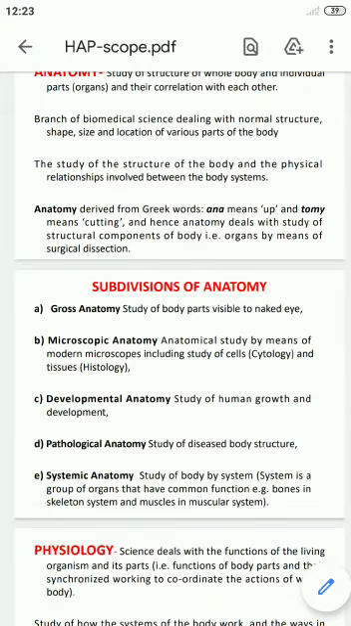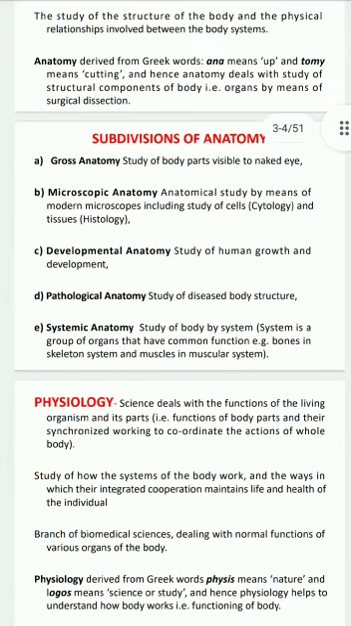Okay students, now subdivisions of anatomy. Subdivision of anatomy means anatomy is further divided into some classes. So number one, gross anatomy, the study of body parts visible to the naked eye. Anybody who sees the body parts through their naked eyes, that is known as gross anatomy.